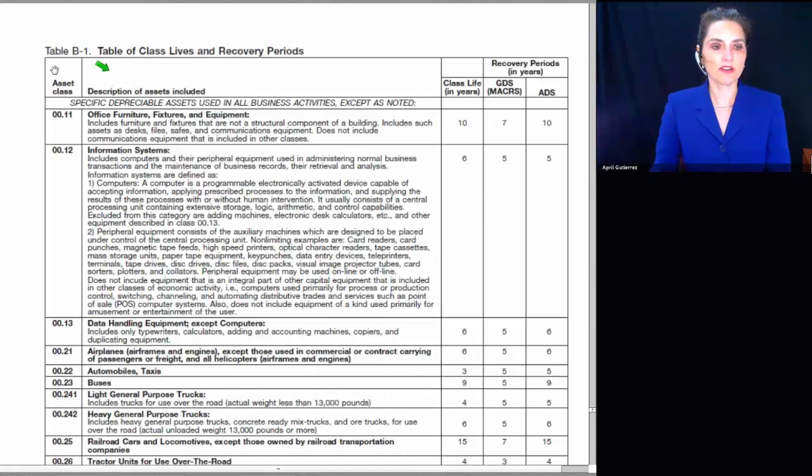And we can see that it starts with the asset class in the left-hand column. Then it provides a description of assets that belong to that class. Then it shows the class life in years. It shows the depreciable life under the general depreciation system, and it shows the depreciable life under the alternative depreciation system. So we've already learned some important definitions today, GDS and MACRS versus ADS. So you should already have enough information to know which column you would be referring to when you're preparing a client's tax return.